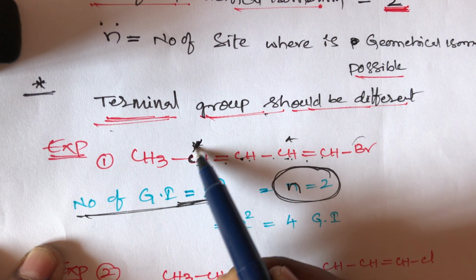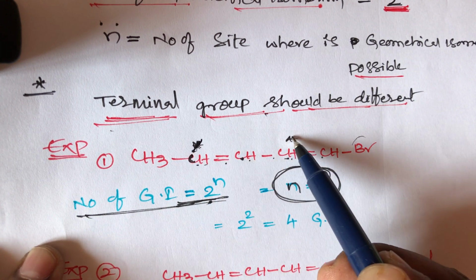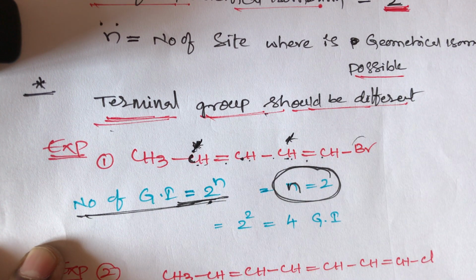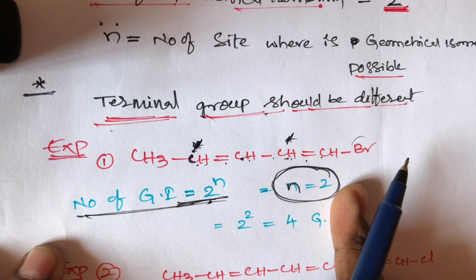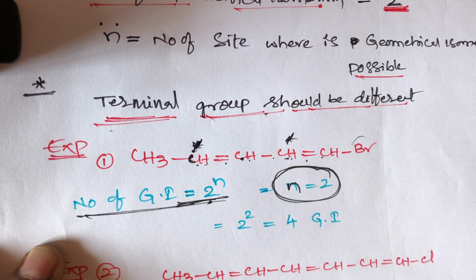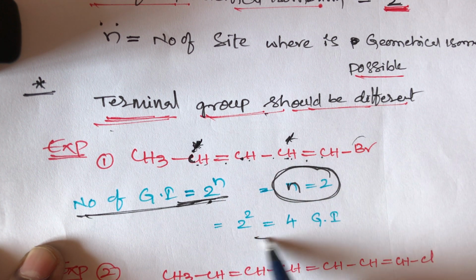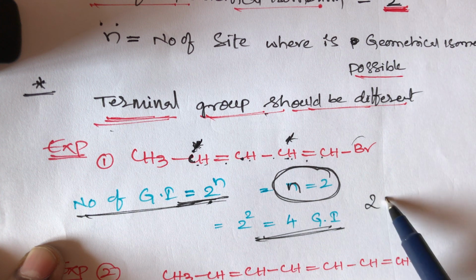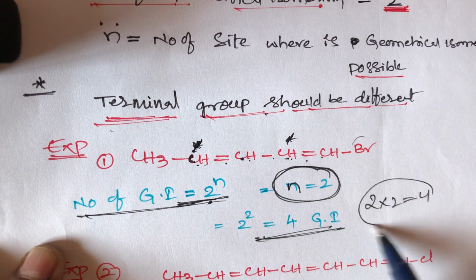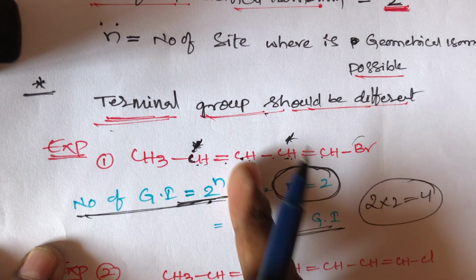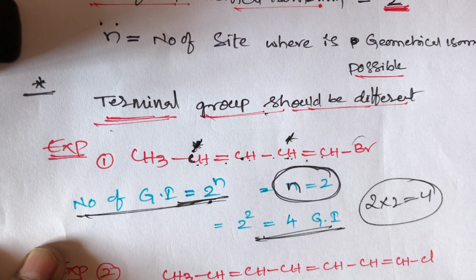So here one carbon will show geometrical isomerism, and here also one carbon will show geometrical isomerism. Total two sites are there. That's why it is 2 to the power n, so n is equal to 2. So the total number of geometrical isomers is 2 into 2, which equals 4. So the given compound has 4 geometrical isomers.